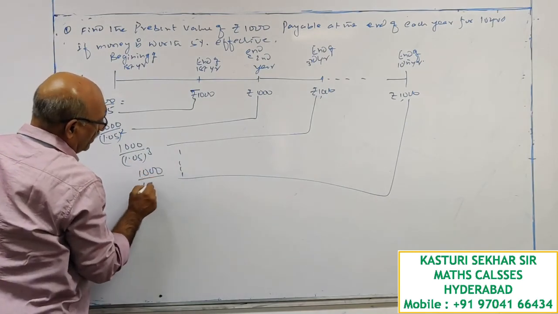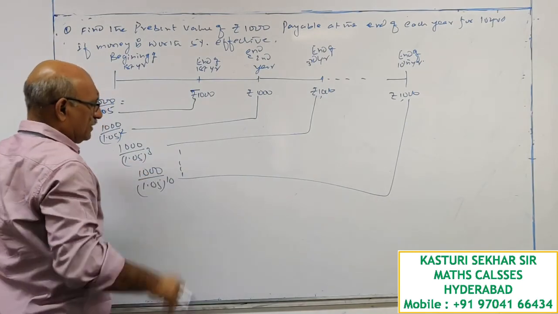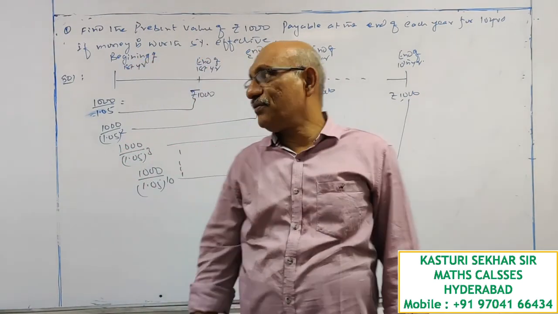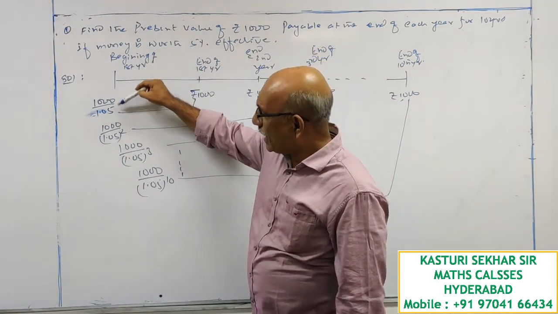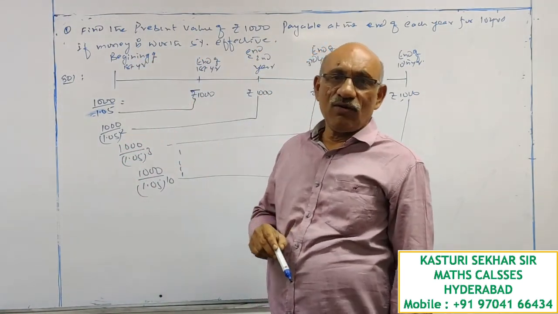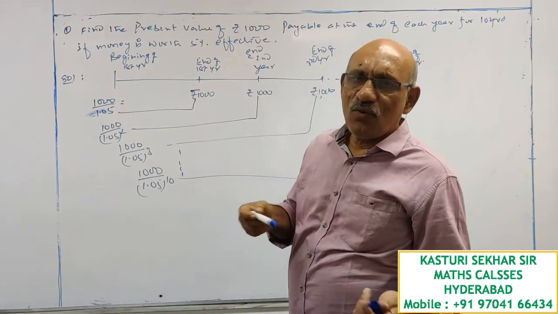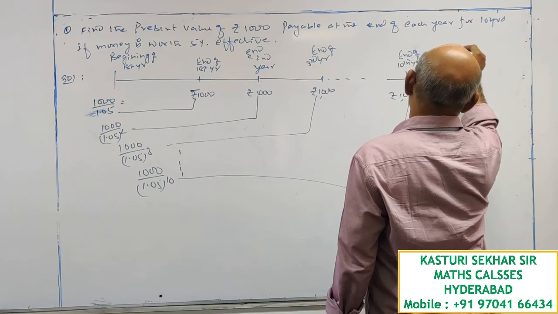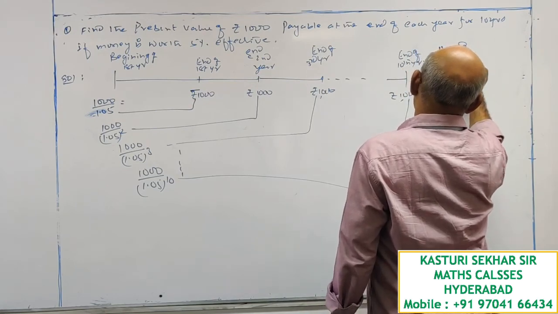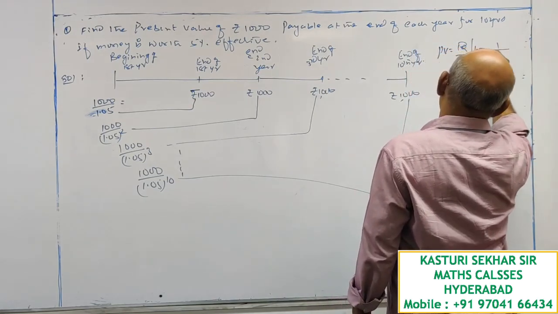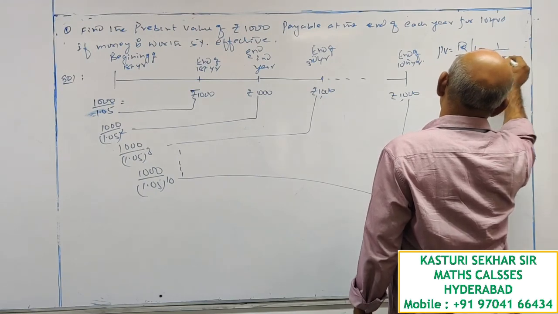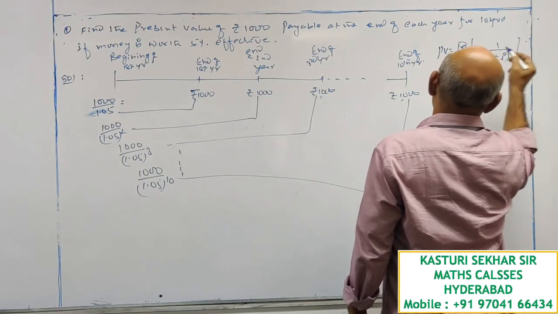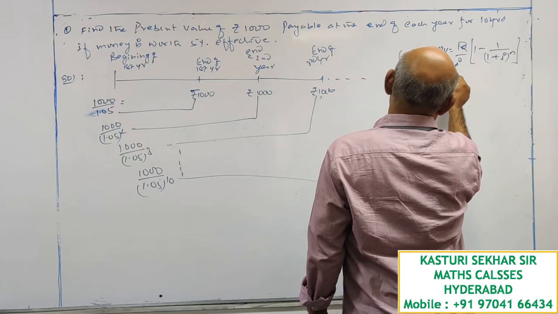1000 divided by 1.05 whole power 10. 10 payments are there. Using your calculator individually, you have to find out their values and add them. It is more time consuming. So how can we proceed? Present value is equal to R by I into 1 minus 1 by 1 plus I whole power n.